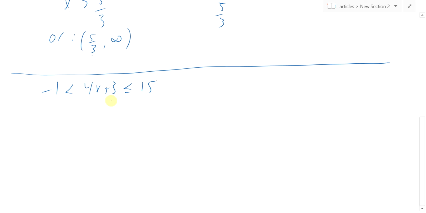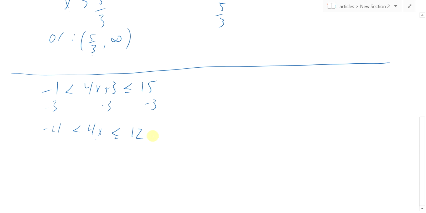Subtract a 3 from all 3 sides. So I actually want to subtract a 3 from the left side, from the middle, and from the right side. Minus 1 minus 3, that's a minus 4. Plus 3 minus 3, well, that's 0. And then 15 minus 3 is 12. And the goal here, again, as in solving all equations, is to get the x all by itself.